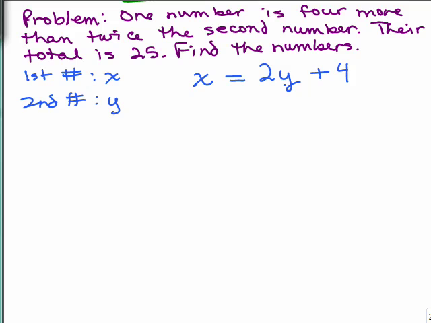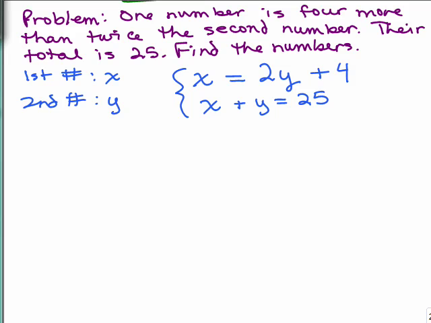All right, second part. Their total is 25. Total means you add them up. x plus y equals 25. All right, so there's your system. You should be able to solve. Using substitution would be the easiest because one of the equations is already solved for x. So it would be easy to plug in that 2y plus 4 into the other equation. So put it on pause, solve it, and then we'll go ahead and check the answer.